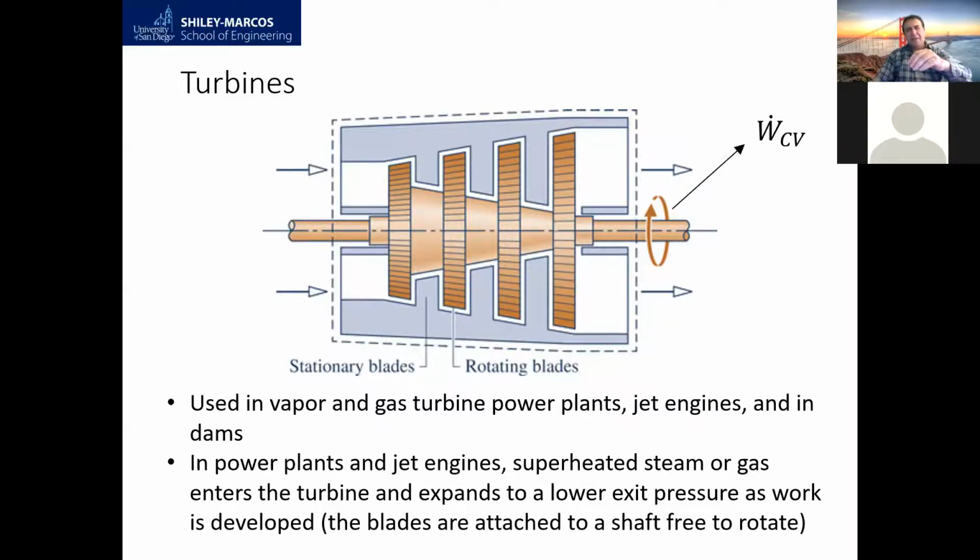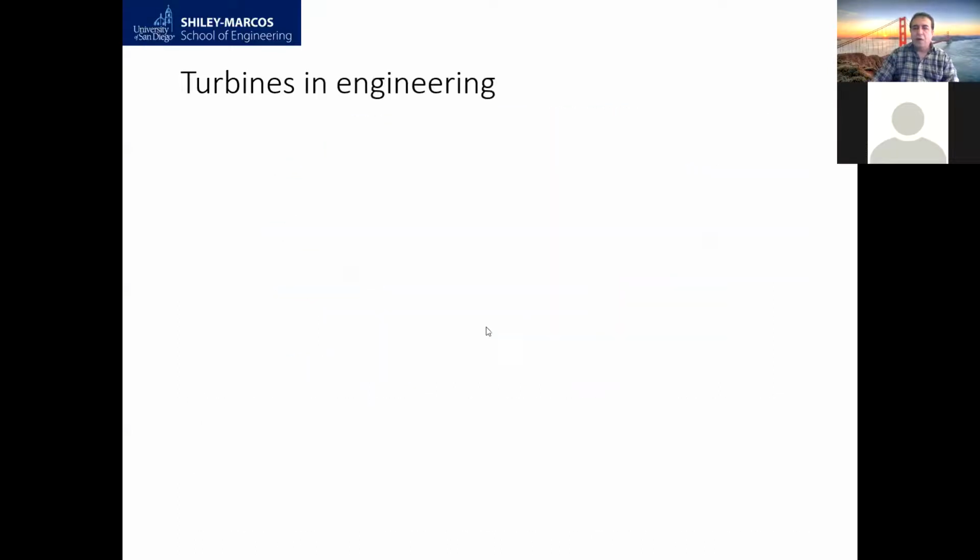But for undergrad, everything is combined, so there is no separation. When you go to grad school, you have to figure out which area you want to concentrate on. So this gas turbine, or turbine in general, is used in a vapor and gas turbine power plant, jet engine. In power plants and jet engines, superheated steam or gas enters the turbine and expands to a lower exit pressure as work is developed. The blades are attached to a shaft free to rotate. These are the stationary blades, and that's a rotating blade, so it's going to do work.